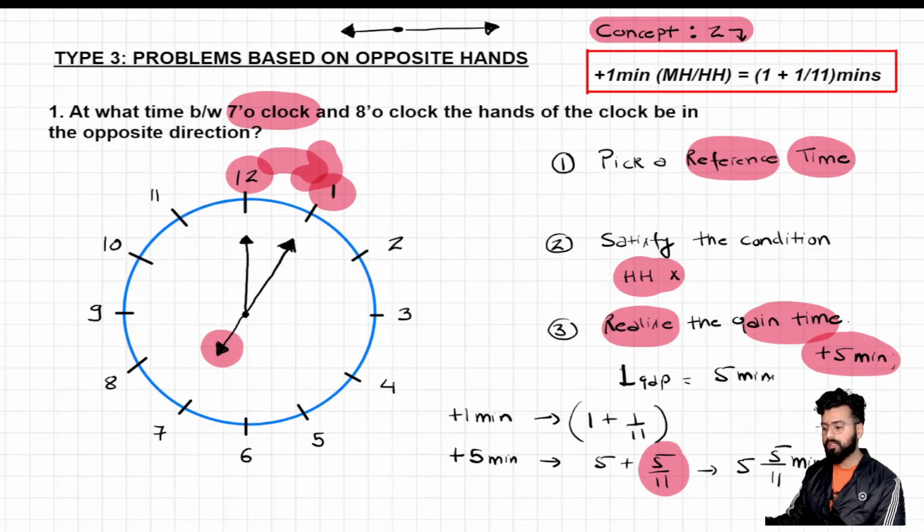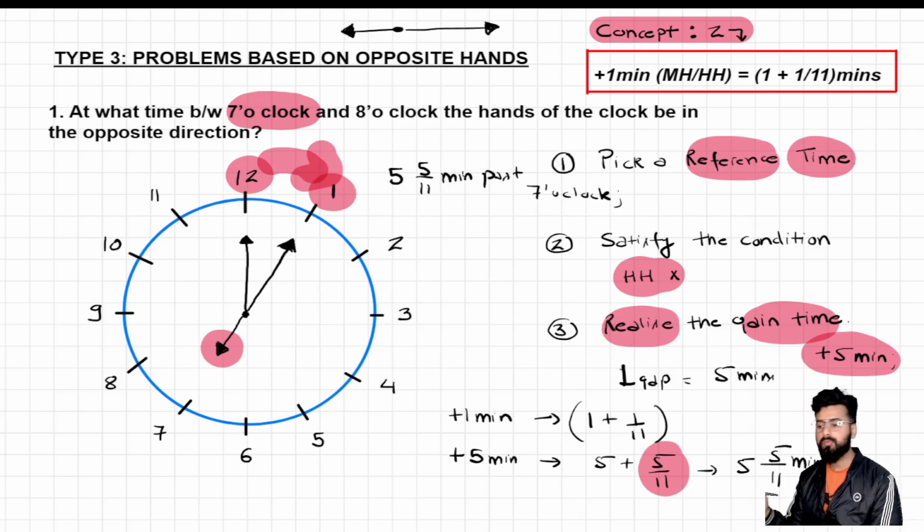So what is the final answer of the question? The final answer of the question would be 5 5 by 11 minutes passed since we started from 7 o'clock. So this would be the final answer of my question: 5 5 by 11 minutes past 7 o'clock. I hope you were able to understand.